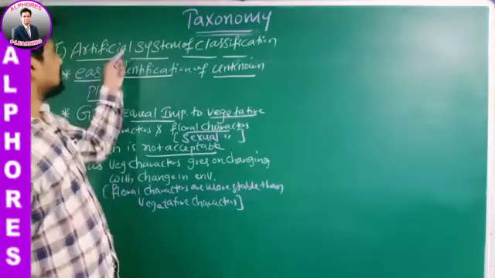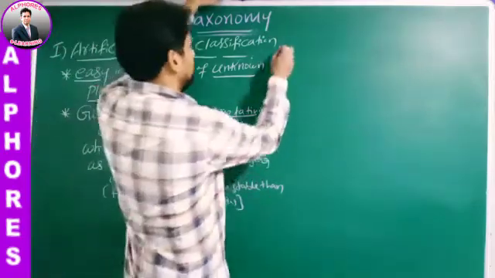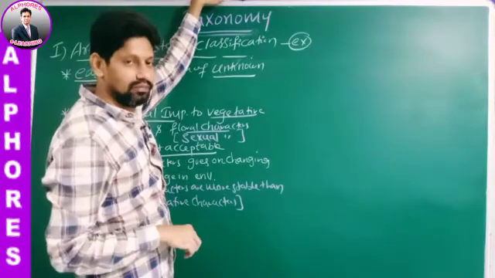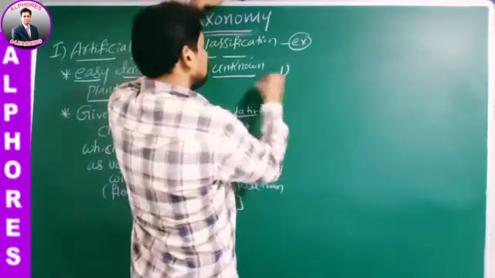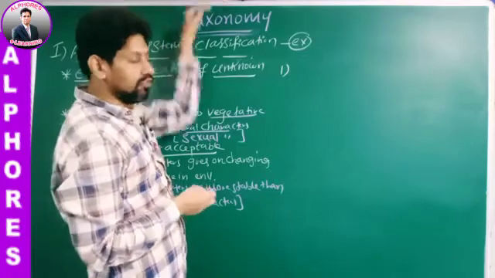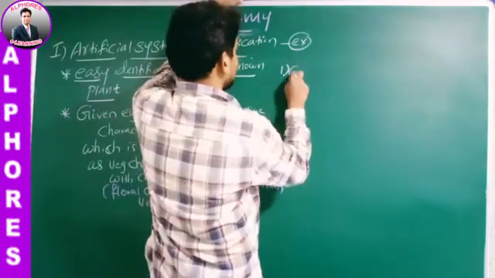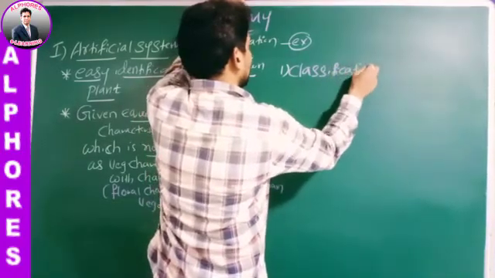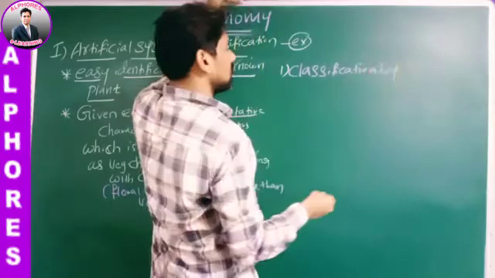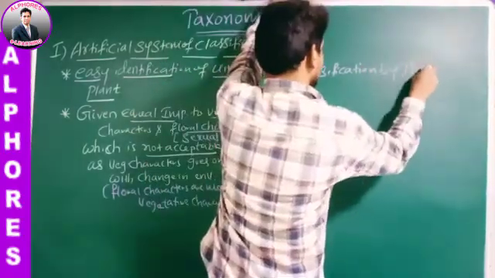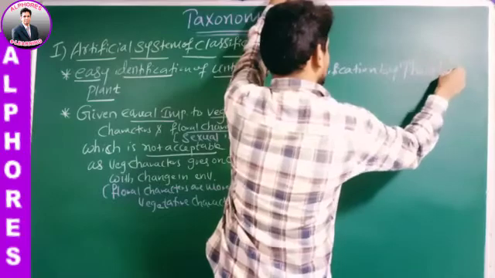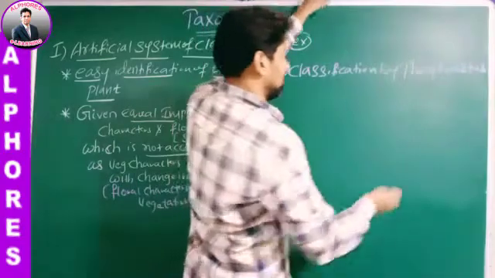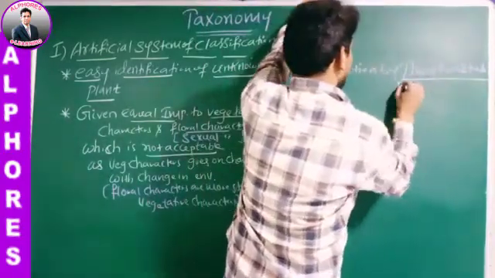Now go for examples of the artificial system of classification. Number 1: classification by Theophrastus. Classification by whom? Theophrastus. Theophrastus is the father of botany.